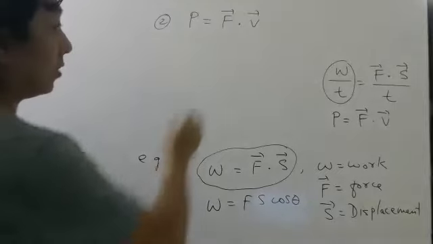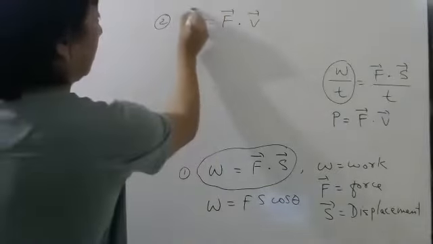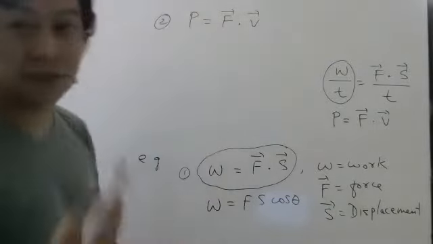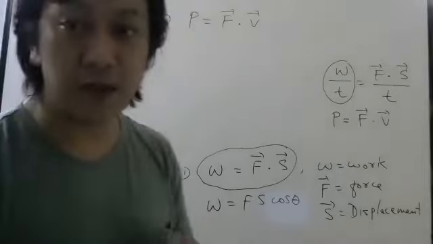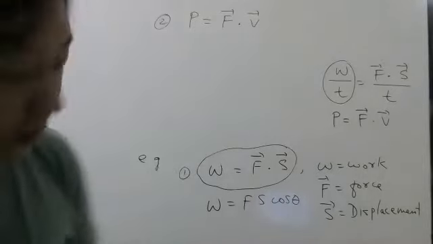Power is equal to force vector dot velocity vector. Please remember, dot product will always give you a scalar quantity. So never write it like a vector here. Dot product always gives you a scalar quantity. That's why I also call dot product the scalar product.